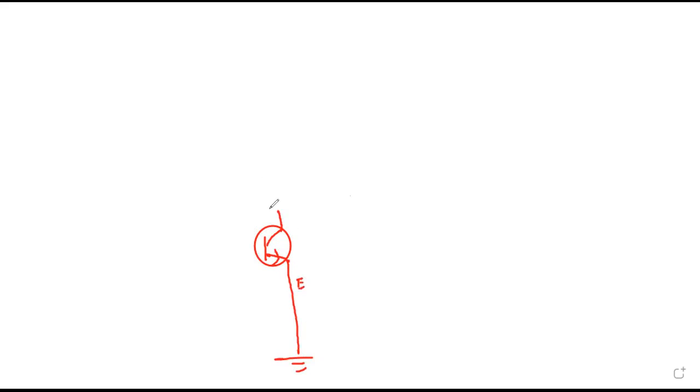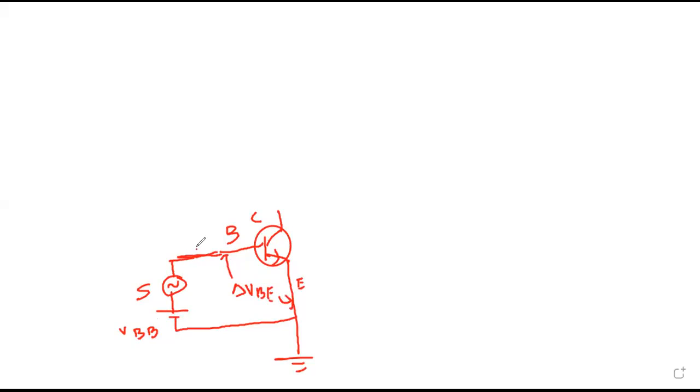Emitter, collector, base. The signal, which is alternating, is superimposed along with base voltage VBB because the second is earth. Now when these two superimpose, we get varying voltage between base and emitter, denoted as delta VB, and varying current delta IB.